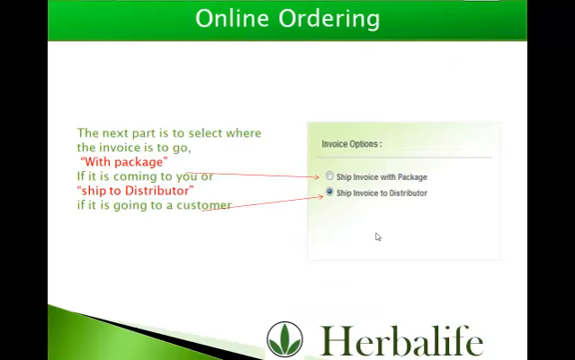The next thing you need to look at is that if the program is going to your customer direct, you do not want the invoice in there. So if you're shipping to your customer, make sure you ask to ship invoice to distributor, so that will come back to you. If the order's coming to you anyway, then you can leave the invoice in the package. Quite important not to forget this one.